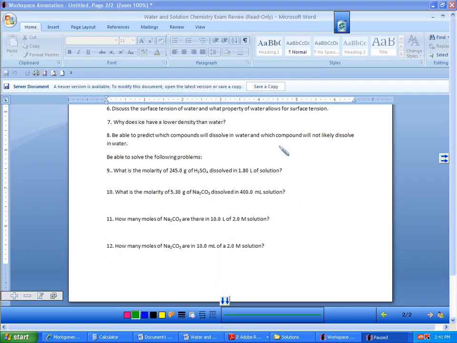Okay, so the next one says, discuss the surface tension of water and what property of water allows for surface tension. So we know that water has great surface tension, much more than most liquids. If you think about it, it is possible to have a bug walk across the surface of the water. It's also possible to take a paper clip and gently lay it across the water and it'll stay suspended and just hang on top of the water until someone smacks the water surface. And the reason that that is true is because of hydrogen bonding.